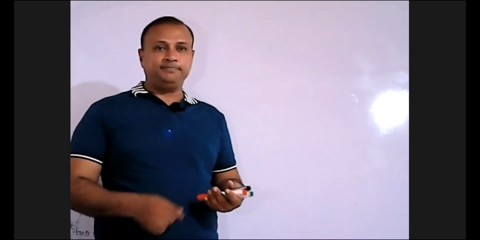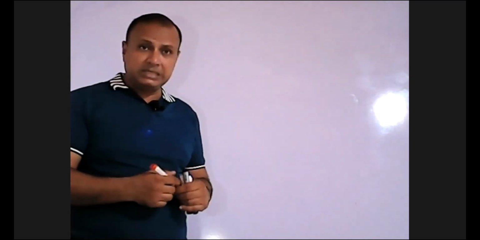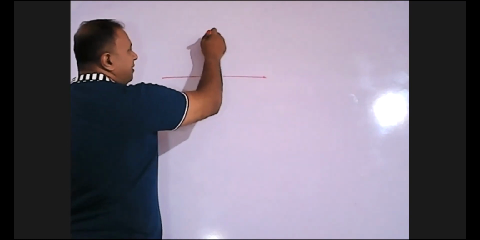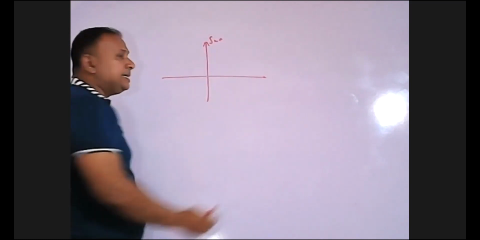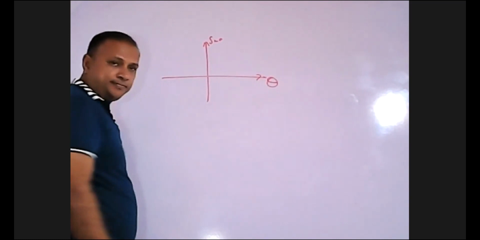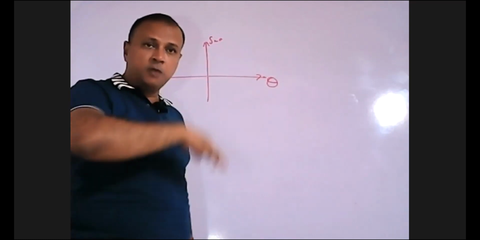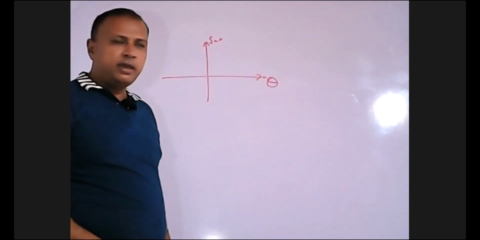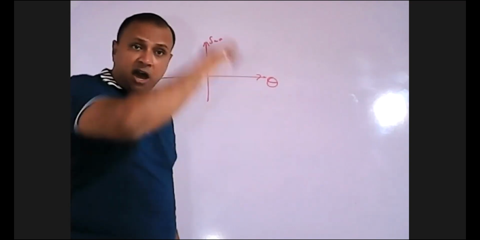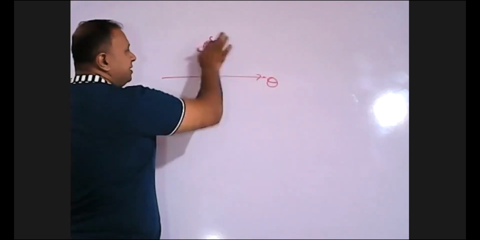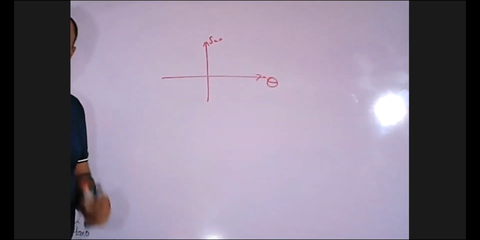Okay. Now we are going to plot a curve of sine theta and cos theta against the angle. Curve means graph. Now we are going to draw a graph, sine theta against theta.